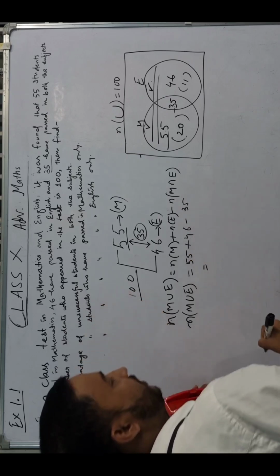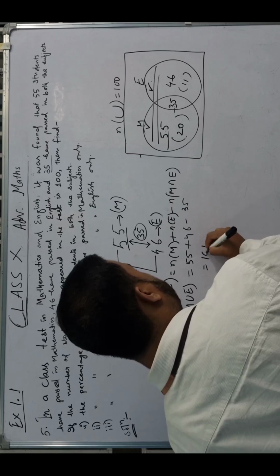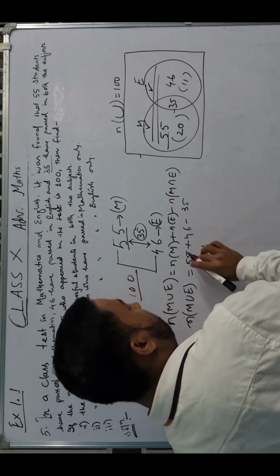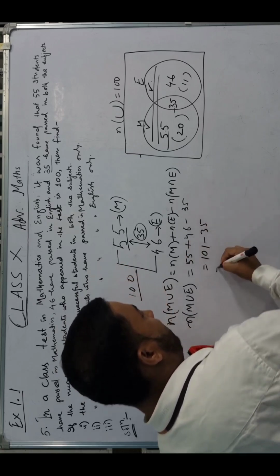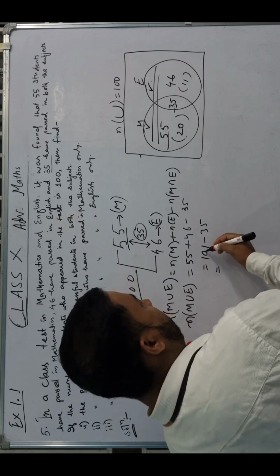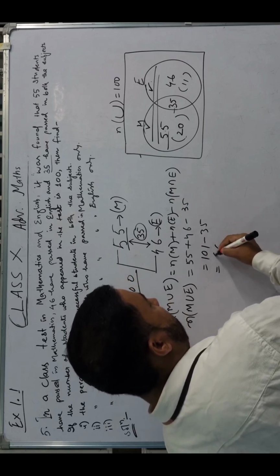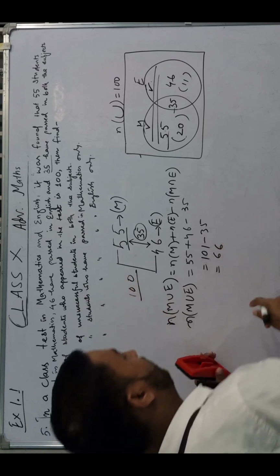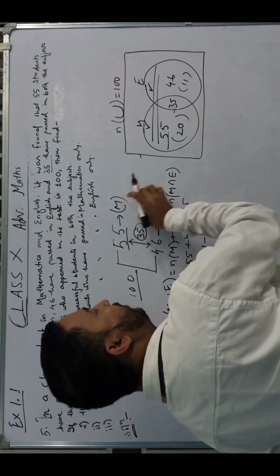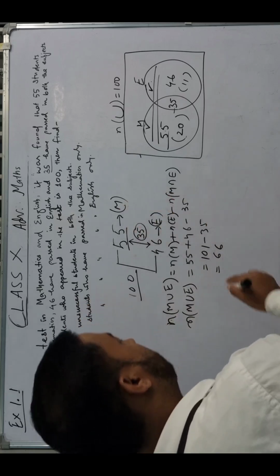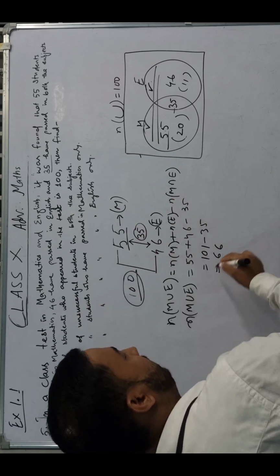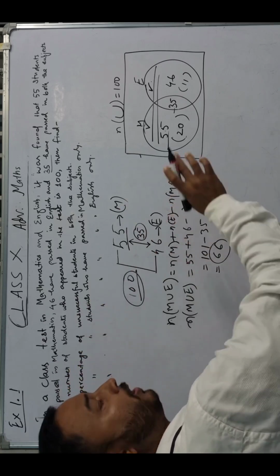So 55 plus 46 is 101. Then minus 35: 11 minus 5 is 6, then 9 minus 3 is 6. So 66 students passed at least one of the subjects, either maths or English. Out of 100, 66 passed at least one of the subjects.